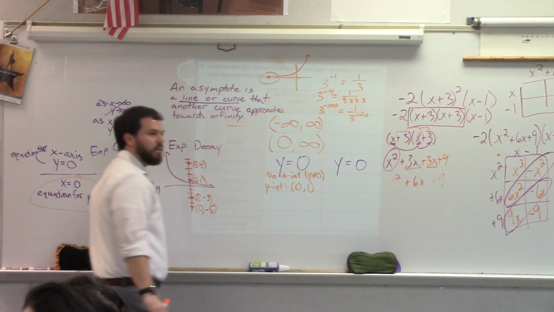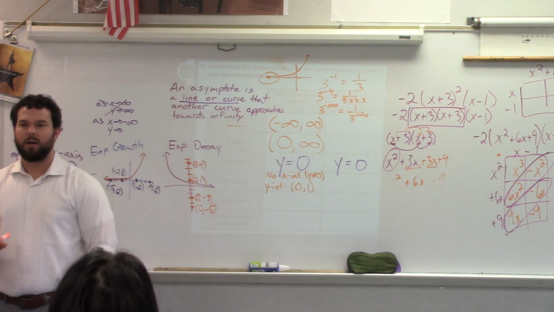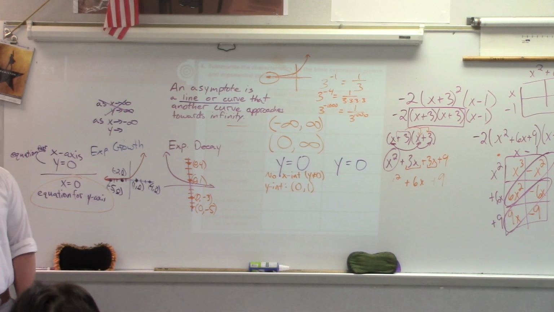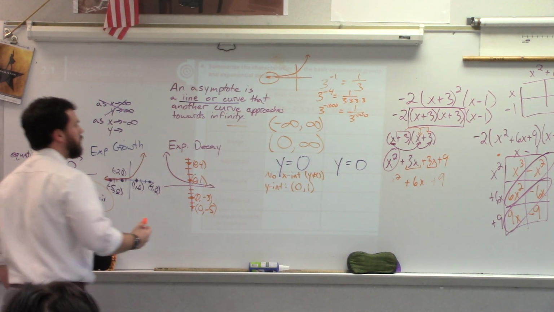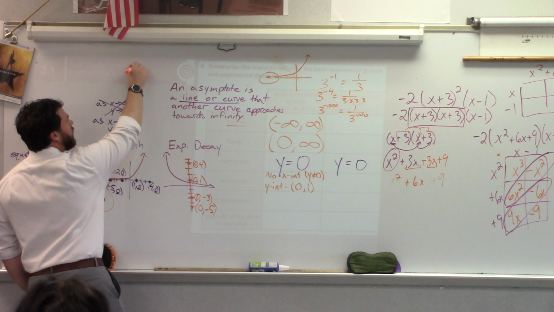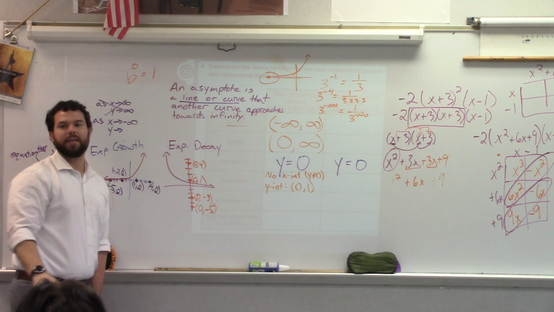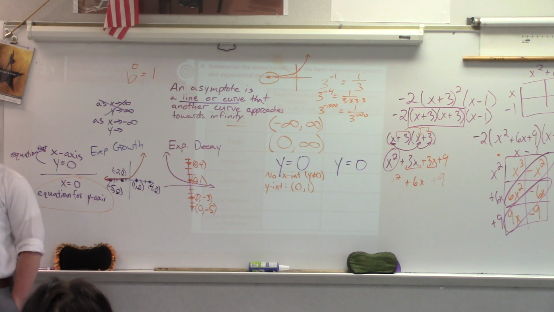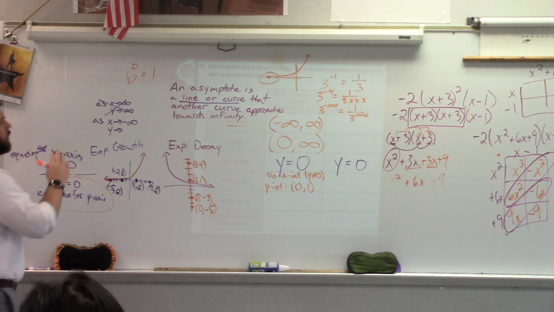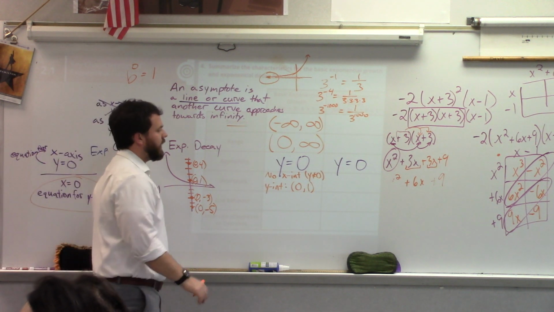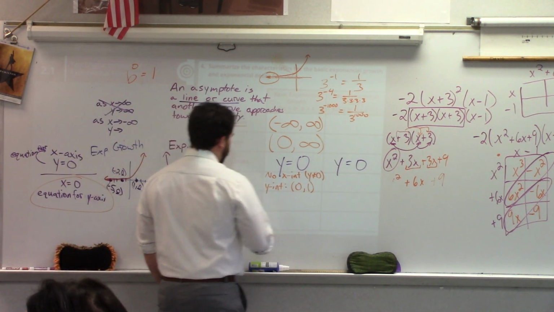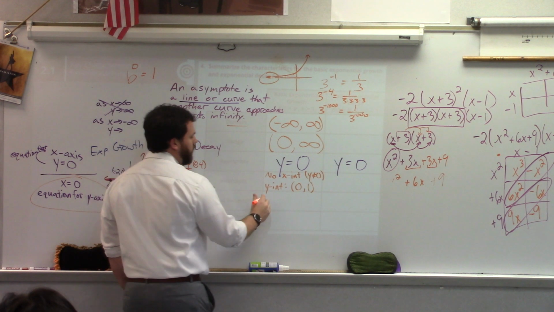Wasn't every single y-intercept 0, 1? Yes. Because remember, what is anything raised to the 0? 1. Right? It doesn't matter what the base is. Anything to the 0 is 1. Now, if you have other transformations, that can change, but when it's that basic exponential growth or decay, 0, 1, all right?